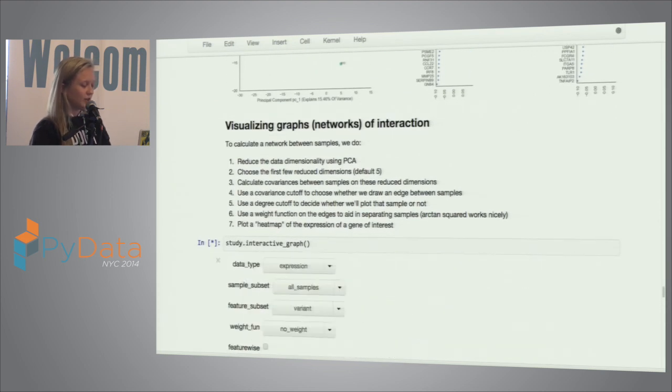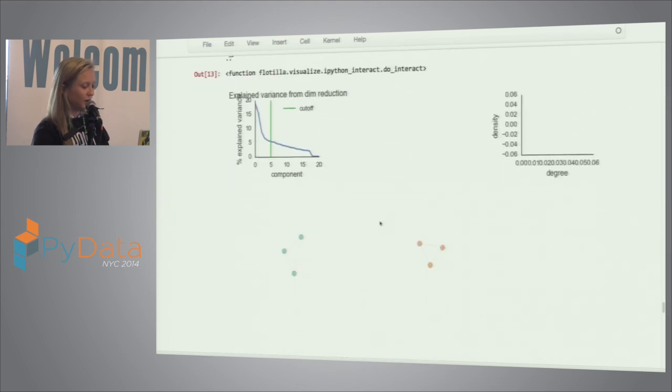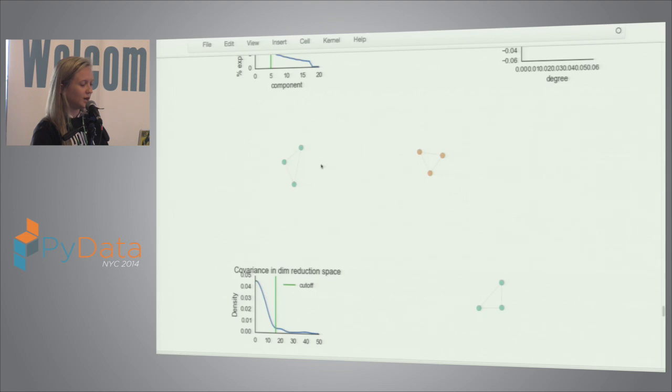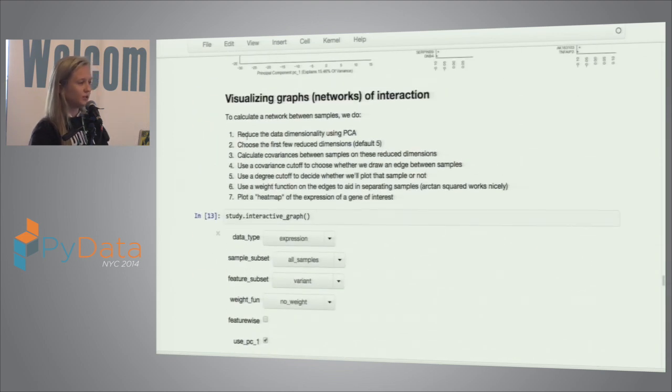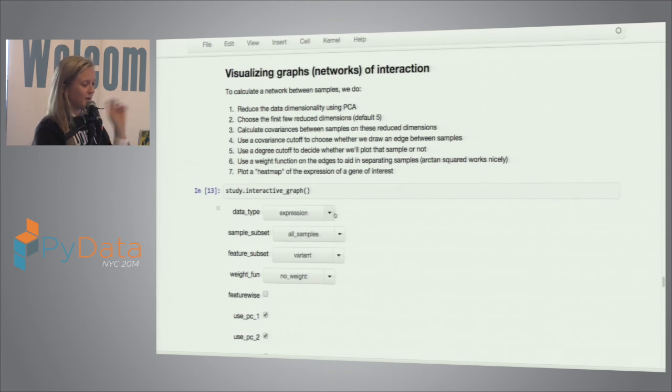All right, so now we can start looking at networks. From the default parameters, let me go back actually to these things. What we do first is reduce the dimensionality of the data. That's a big part of what we do first. Then, using the first few components, we calculate covariances between samples, using just those five dimensions. We use a cutoff on those covariances to decide whether these samples are related enough that we want to draw an edge. We use a degree cutoff for whether or not we want to plot that sample, because if it's a loner, we don't want to plot it. And a weight function for the edges to push the samples farther apart. And finally, a quote-unquote heat map of the gene of interest.